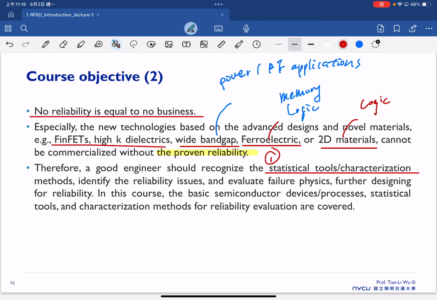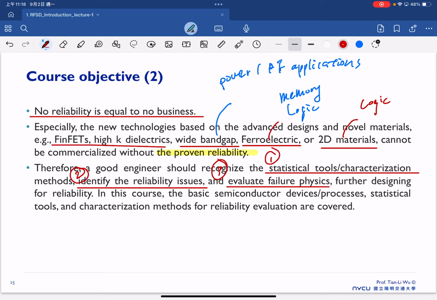And second, identify the reliability issues. We should also be aware that every semiconductor technology always has a reliability issue. So we need to be aware of that, and then we have to accept that, and then in the end we try to address that. And then also try to evaluate the failure phases. That's also important. So we understand there is a reliability issue, but now we have to understand what kind of phases can lead to this reliability issue.